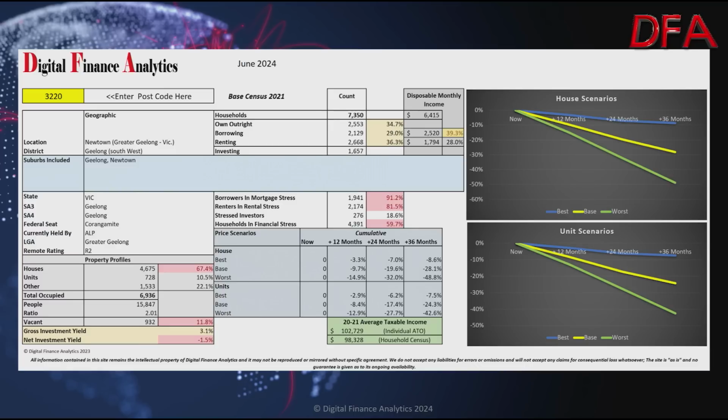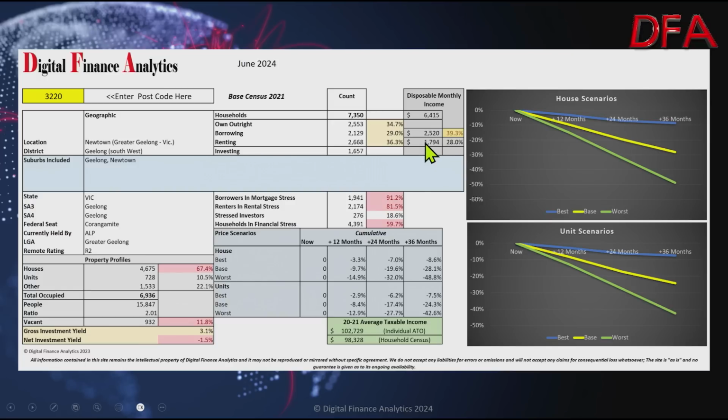The vacancy rate at 11.8% is probably high enough to suggest some Airbnb and second homes there too as well. 3.1% is the gross investment yield, net investment yield minus 1.5%. Average taxable is 102,000 and the household census said 98,000. That gives a disposal monthly of around 6,400, with 39% going on the typical mortgage, 2,500, and 28%, 1,794 going on the typical rental.